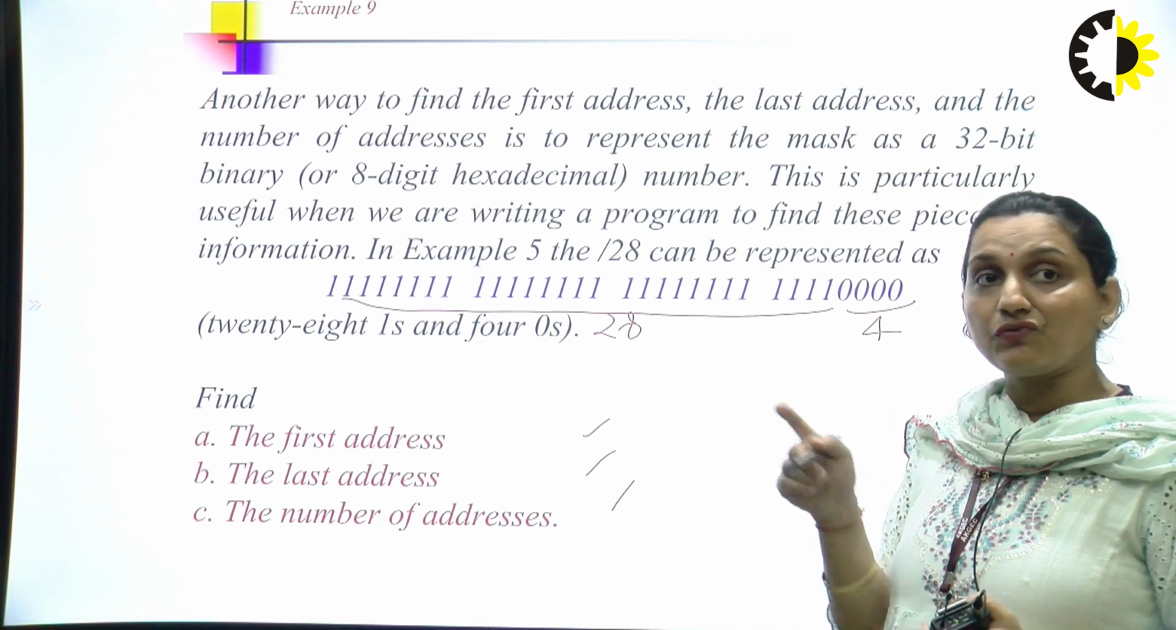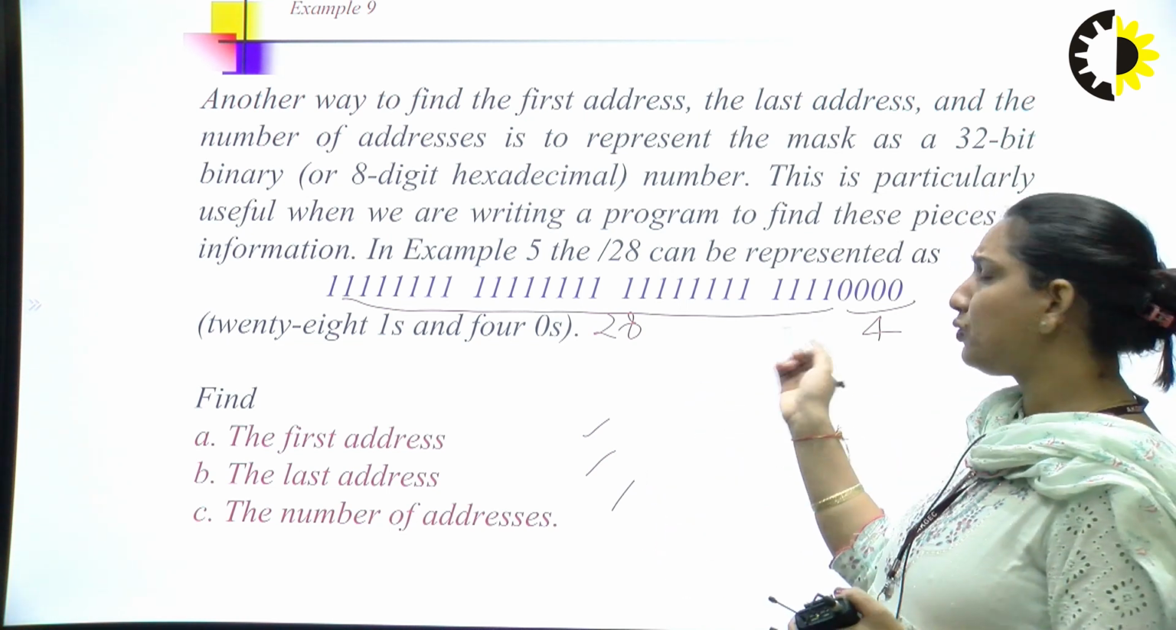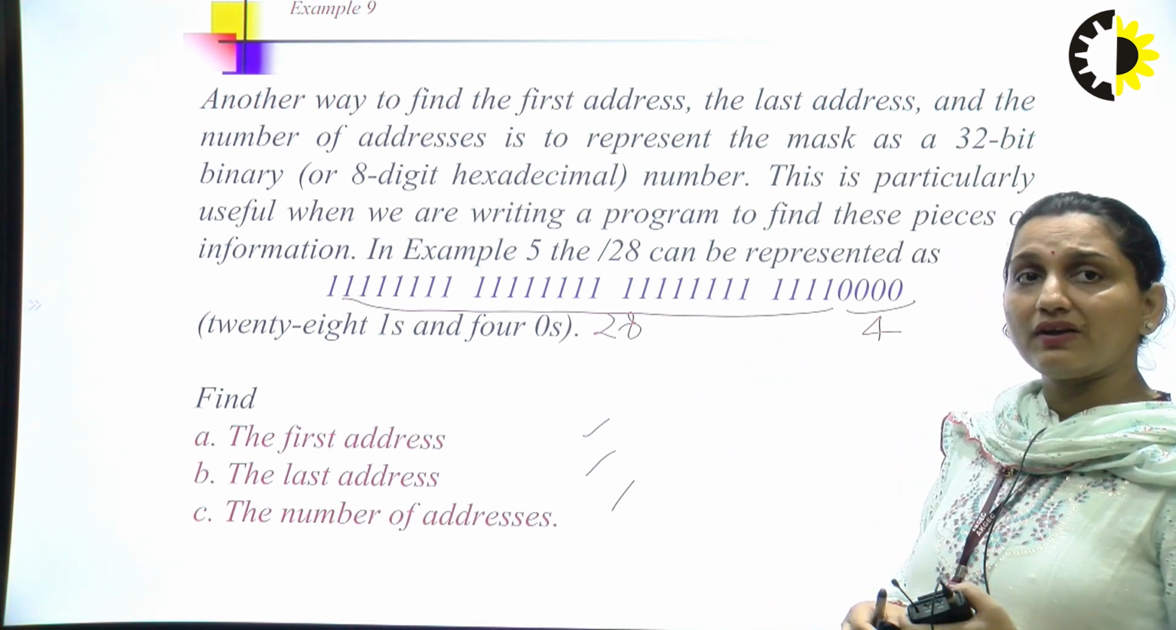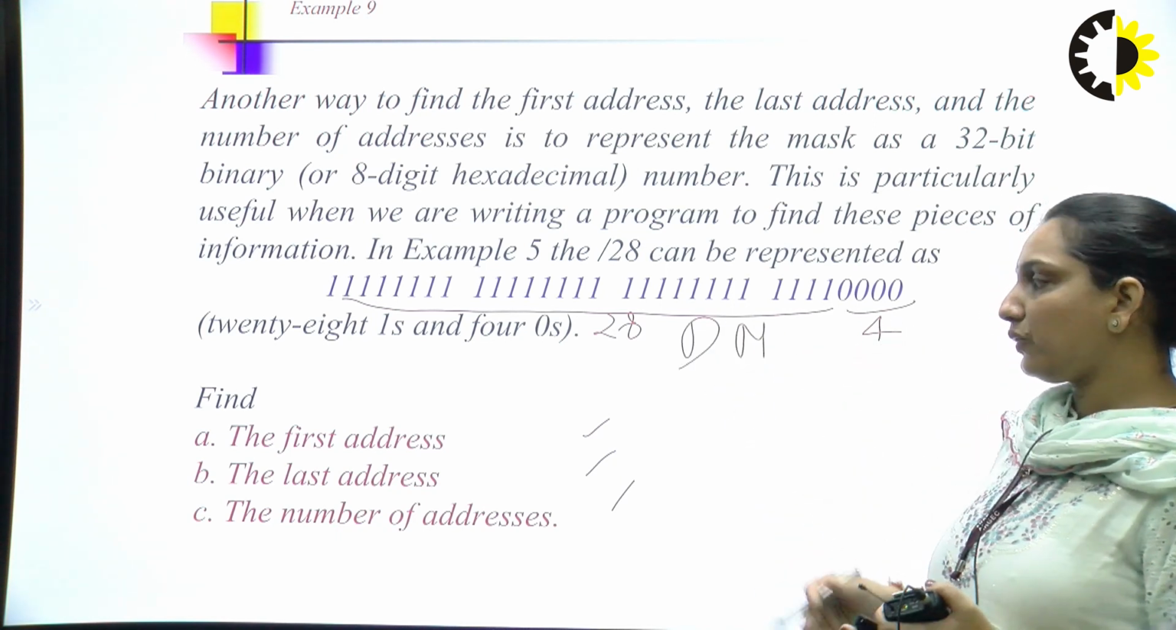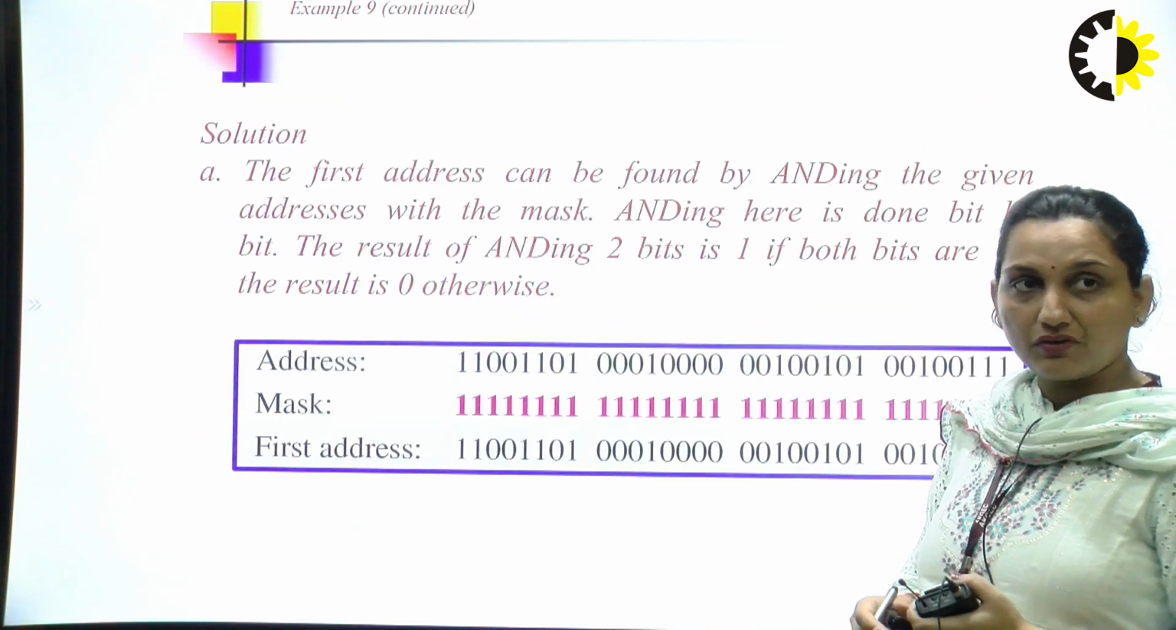This is a default mask because we are using classful addressing. But in classless, we are having 28 bits, so we make 28 bits ones and 4 bits zeros. This is the mask of it. Okay, then how to calculate the first address of it?